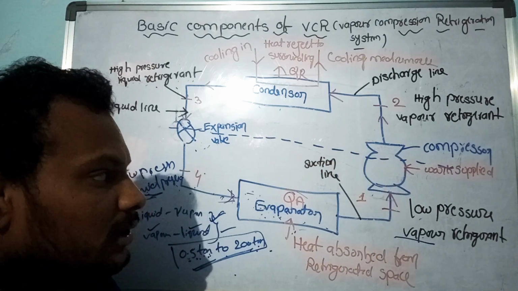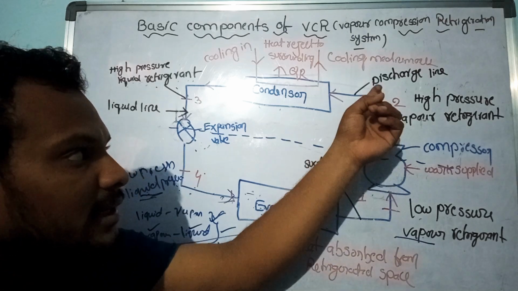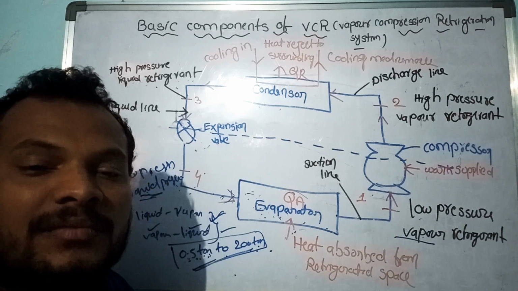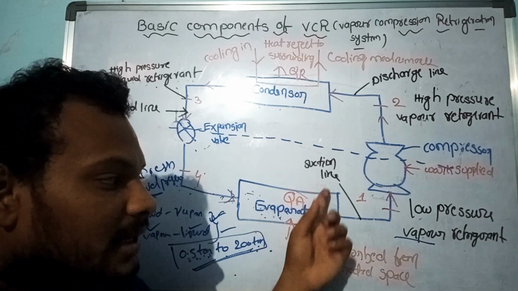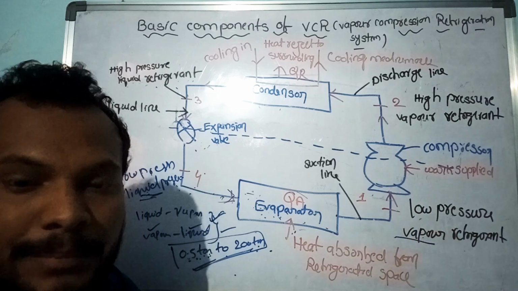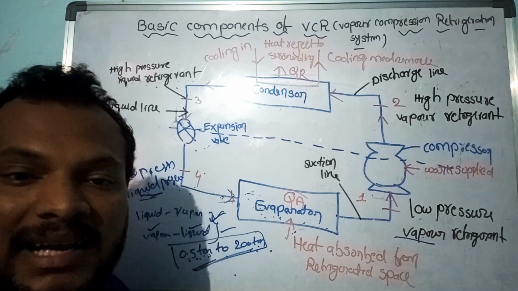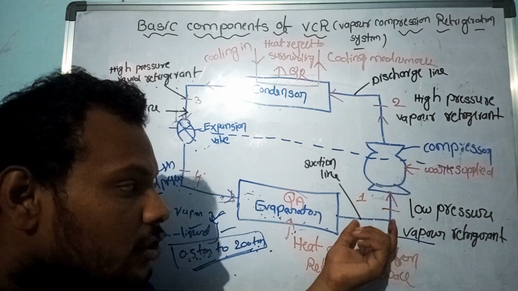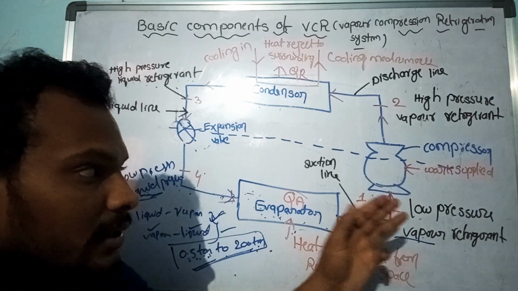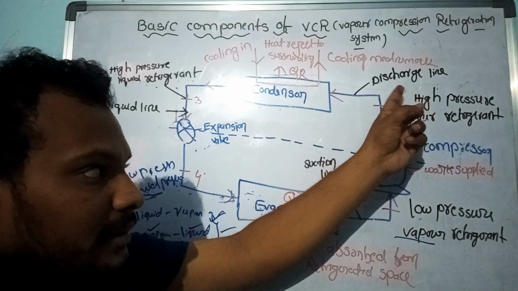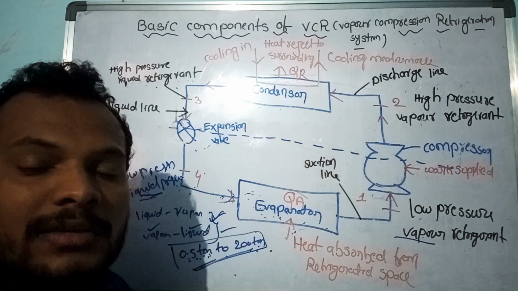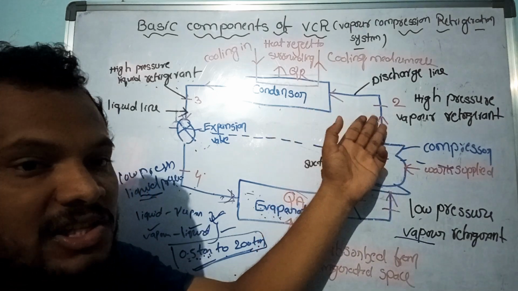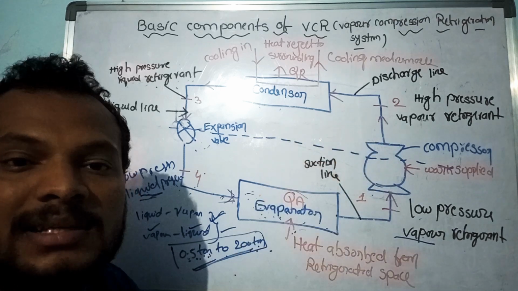Here we can observe three lines: the suction line, the discharge line, and the liquid line. What is the suction line? The pipeline carrying the low pressure vapor refrigerant, at the evaporator outlet and the compressor inlet, is called the suction line. Next, the discharge line is the pipeline carrying the refrigerant after the compression process, from the compressor outlet to the condenser inlet. That line is called the discharge line.